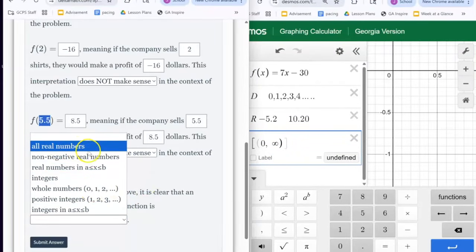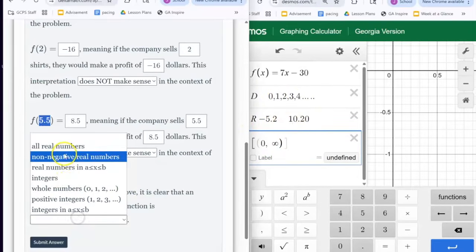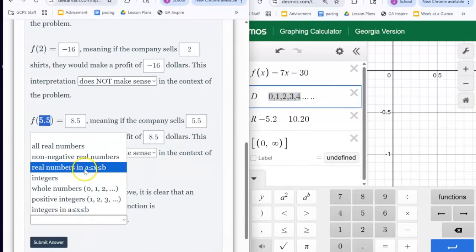So can I have all real numbers? All real numbers means you can include decimals, negatives, everything you can think of. No, because for domain, I only want 0, 1, 2, 3, 4. Now, if they were asking for the range, yes, that will be all real numbers. All right, then I go to non-negative real numbers. No, because I only want these positive, right? And again, I don't want anything real numbers because no decimals. All right, then I go to real numbers between 2 points. No, because I don't want anything to do with real numbers because that includes negatives.